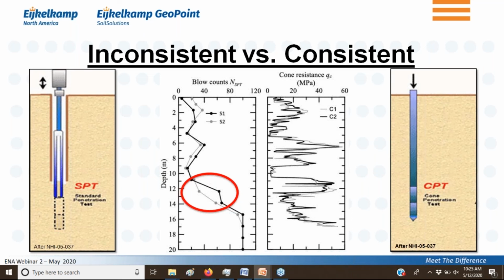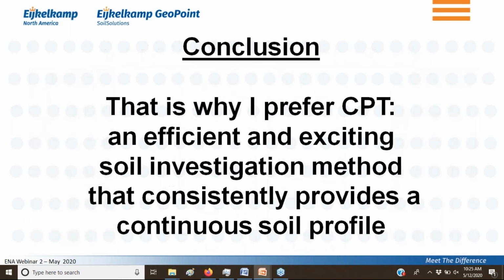So, with that, and given that I'm about 25 minutes past the top of the hour, I'll come to my conclusion. Obviously, I prefer CPT. It's an efficient, exciting soil investigation method. It has been around for a long time with good correlations, but more importantly, for the purpose of this presentation, it provides a consistent answer. It provides a continuous soil profile.